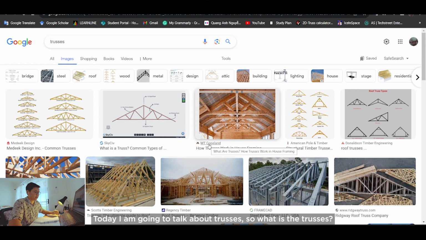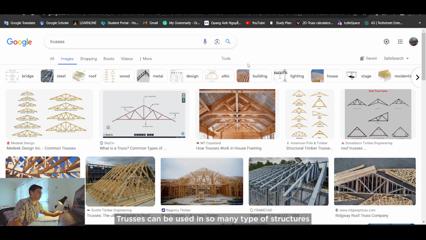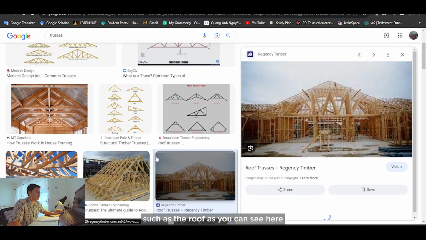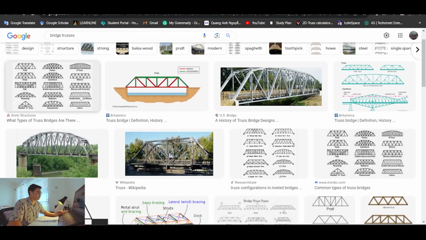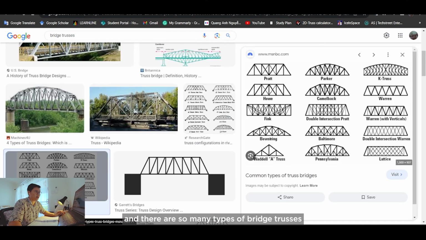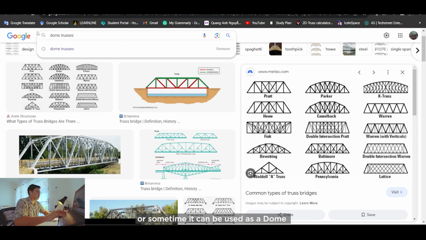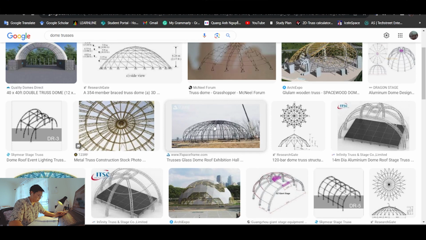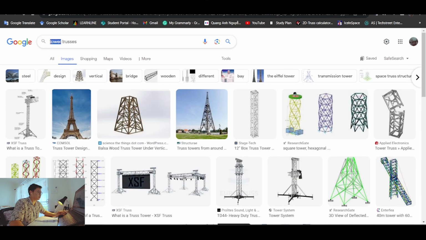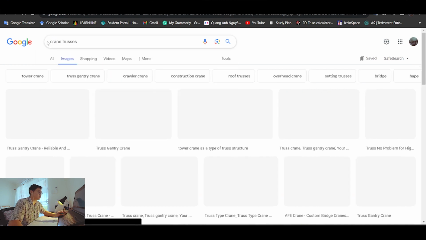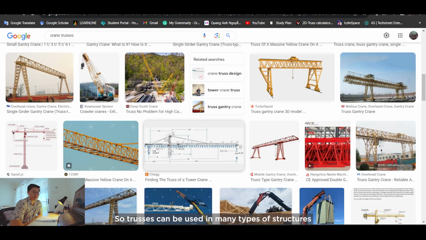What is a truss? Well, trusses can be used in many types of structures, such as the roof, as you can see here, or the bridge. You can go to Google for bridge trusses, and there are so many types of bridge trusses, like Pratt or Warren or Howe. Sometimes you can also use them in a dome, or tower, or crane. So trusses can be used in many types of structure.